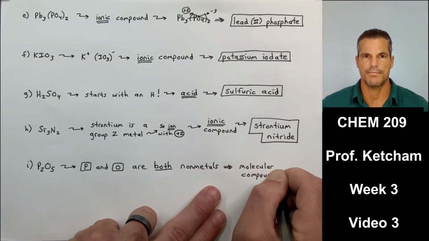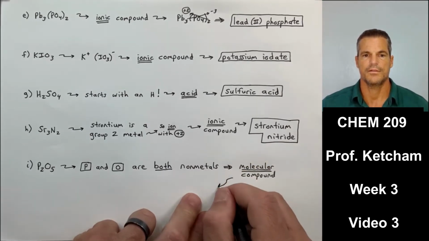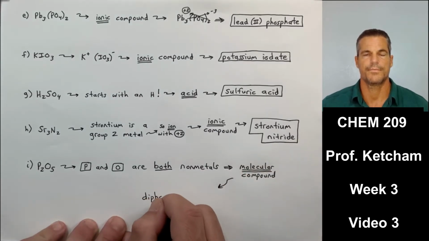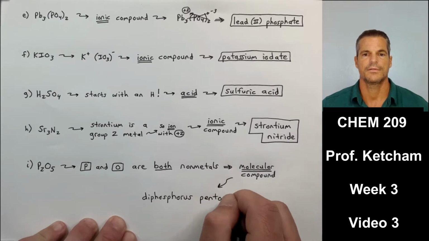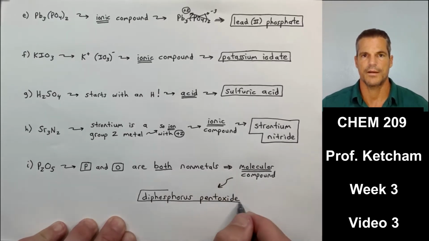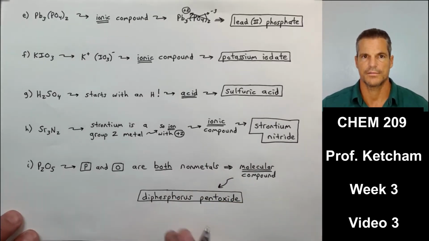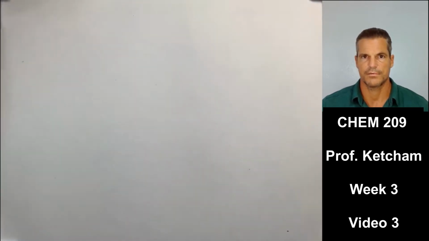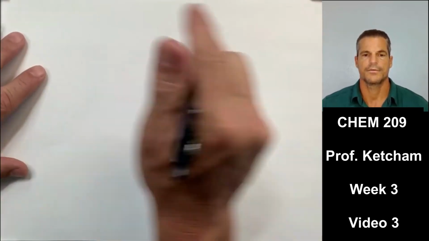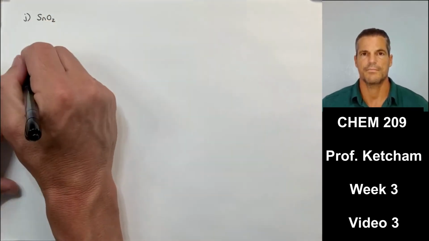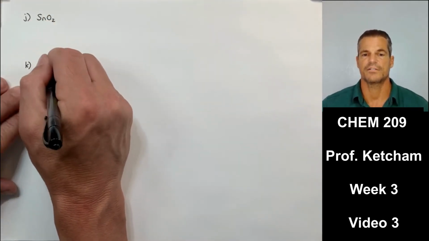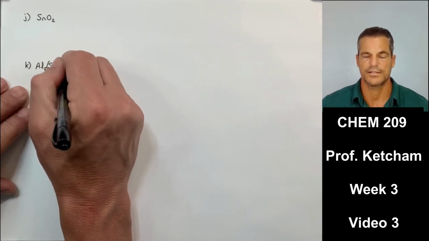All right, I, P2O5. These are both nonmetals. P and O are both nonmetals. They're both to the right of the staircase on the periodic table. A non-metal pair is a molecular compound or a covalent compound, whichever you prefer. So we have to use prefixes for molecular compounds. So this is diphosphorus pentoxide.